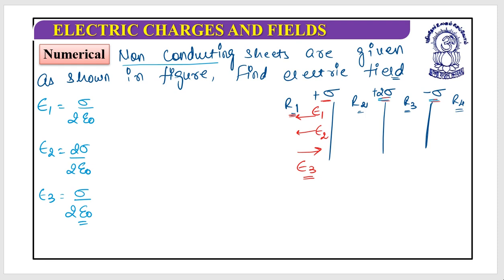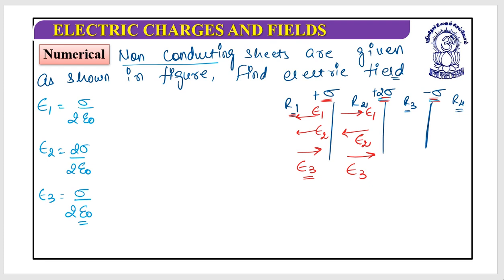Okay, so let's look at the next region, that is region number 2, R2. What will be the situation? This is plus sigma, so this would be moving like this. This is E1, this is plus 2 sigma, but the electric field lines would be moving outside the plate, so this should be the direction. Yes, very good. Now this is minus sigma, so the direction of the electric field will be moving towards the body. This is E3.